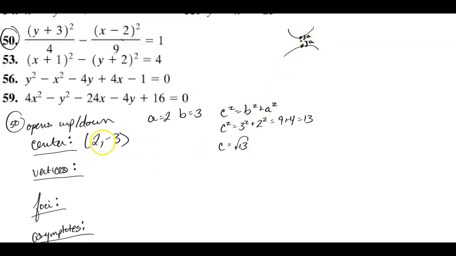So if we think about how are we going to get from the center to the vertex? The center is at 2, -3. What's happening is I'm moving up and down here. So I'm going to take my vertex and I'm going to add and subtract my A value, which is 2. So my vertices are going to happen at 2, -3 plus 2, which is -1. And then 2, -3 minus 2, which is -5.